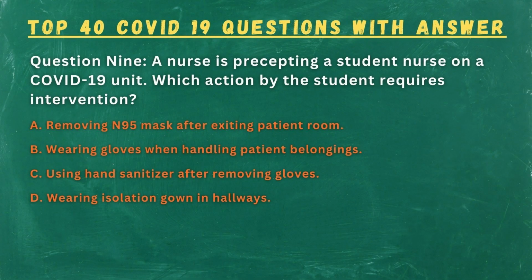Question 9. A nurse is precepting a student nurse on a COVID-19 unit. Which action by the student requires intervention? A. Removing N95 mask after exiting patient room. B. Wearing gloves when handling patient belongings. C. Using hand sanitizer after removing gloves. D. Wearing isolation gown in hallways.